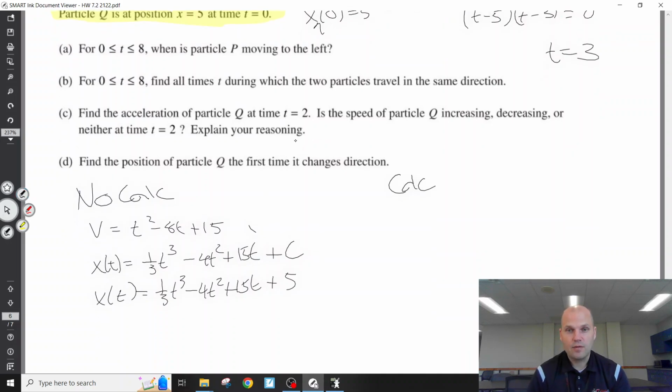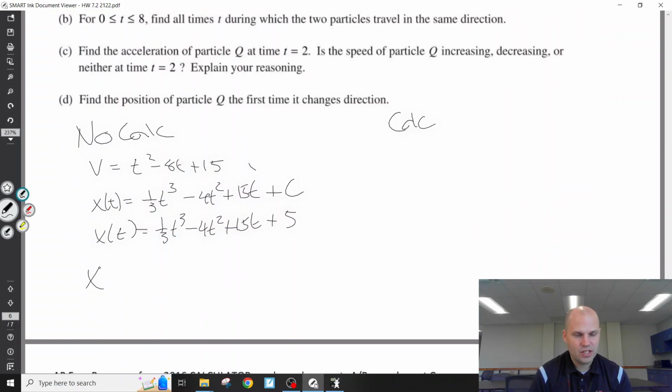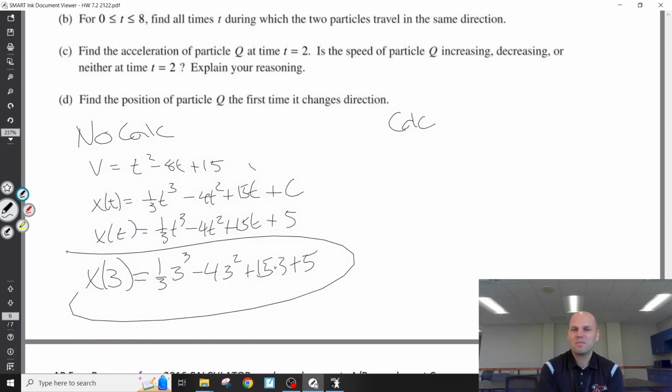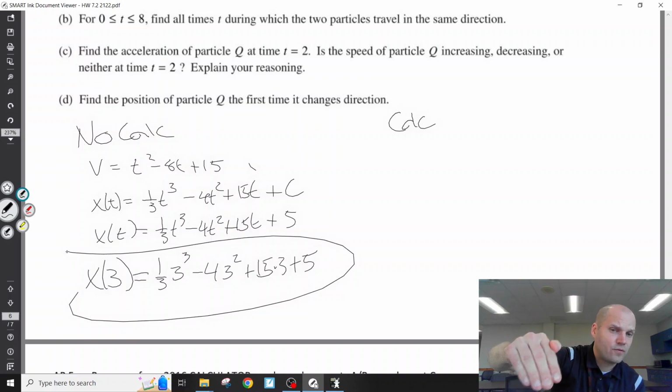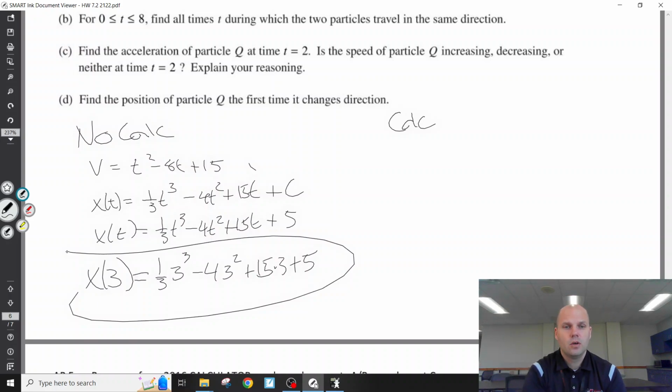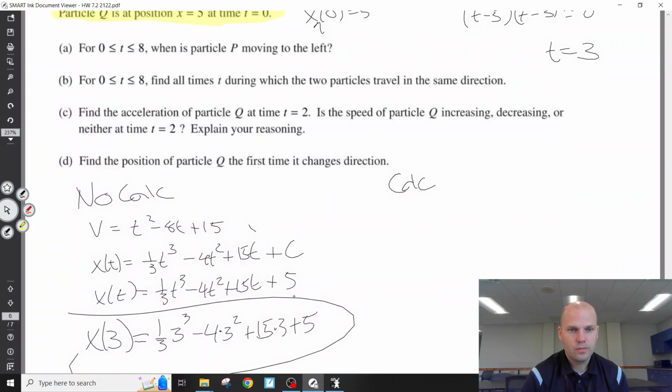This is a great example of, hey, what kind of problem is this? It's free response, right? This answer is sufficient. That's my position at time 3. Like, I don't have a calculator. I don't have time to do all these calculations. I want to do 9 minus 36 plus 45 plus 5. I don't want to do it. Free response, you can leave calculator ready answers, calculator ready. But I'm going to use my calculator really quickly and show you what this answer is.